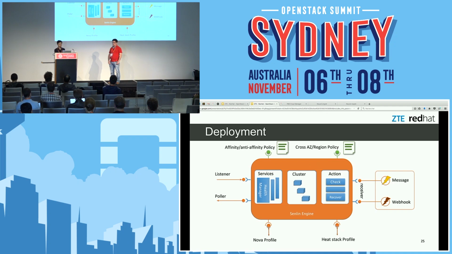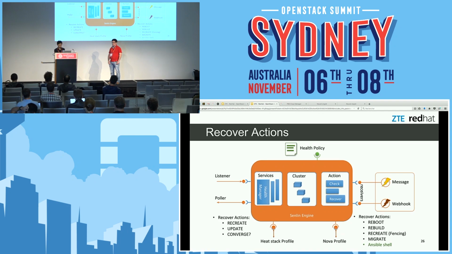This one is about how to deploy nodes with Senlin. And about monitoring, we will do auto-healing. We can do the recover actions from the messenger and the webhook. So the recover actions can be rebuild, reboot, and migrate. Also, some Ansible scripts. So we can support a framework to do the auto-healing, and we can integrate Skydive and some other monitors to do the whole work.